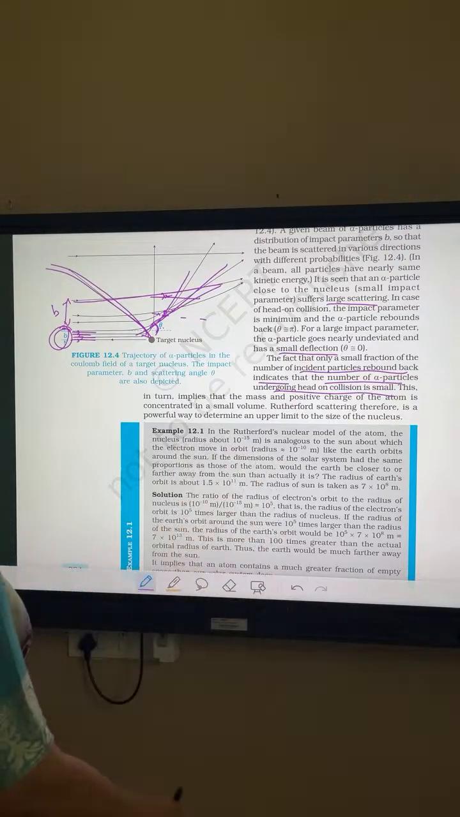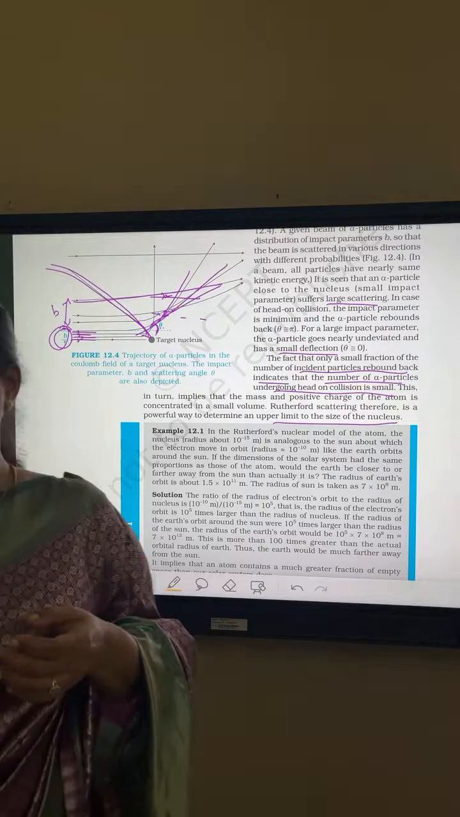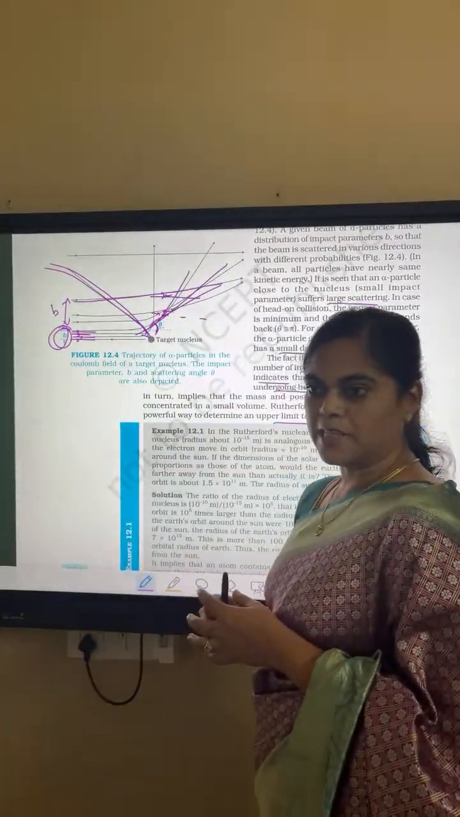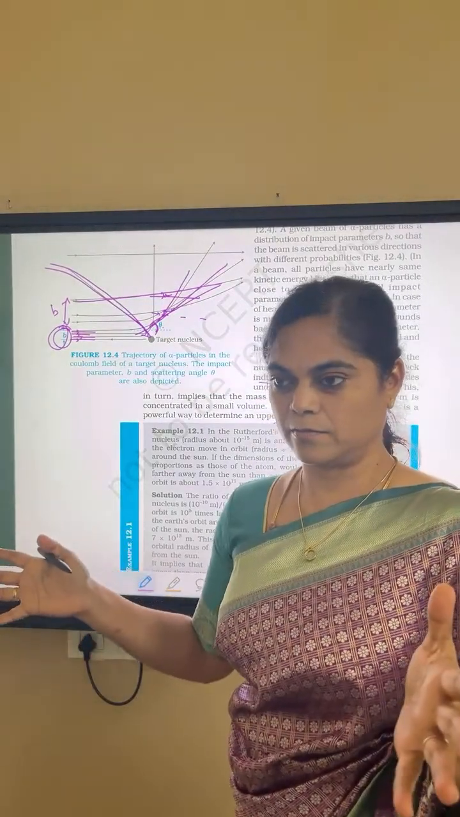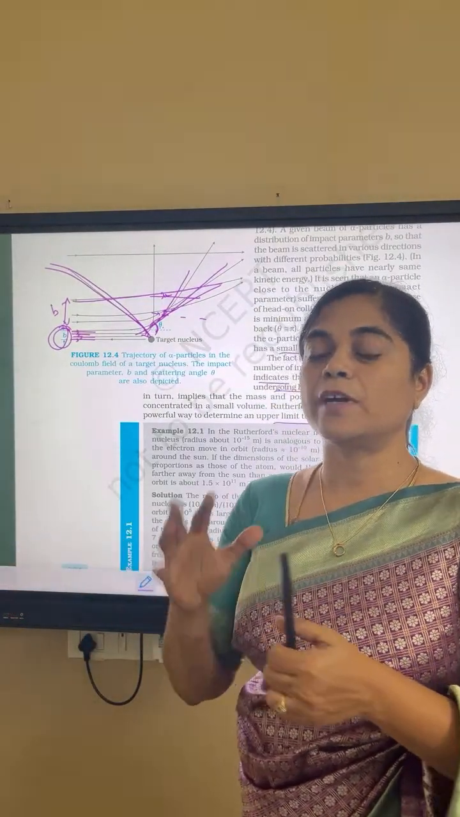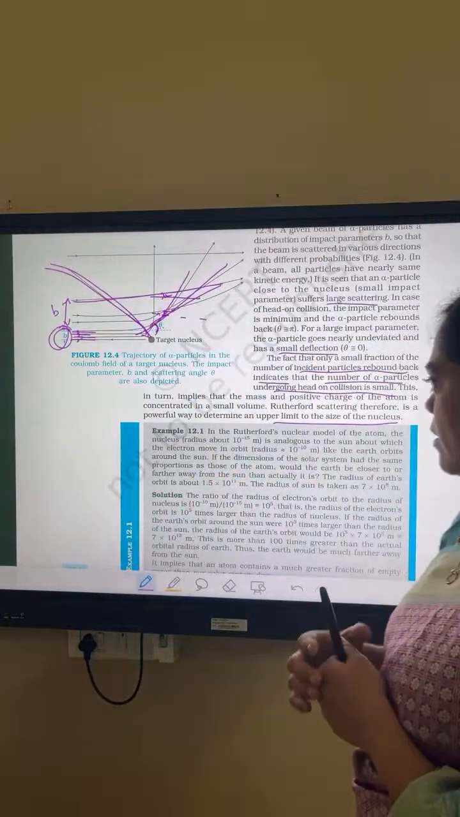Okay. That's all. Rutherford scattering therefore is a powerful way to determine an upper limit to the size of the nucleus. From this we are able to find the size of the nucleus also, from how much density of the alpha particles is scattering. So this way we can find the size of the nucleus.